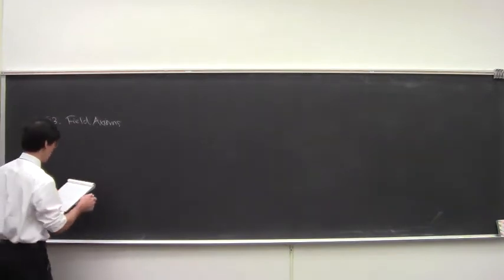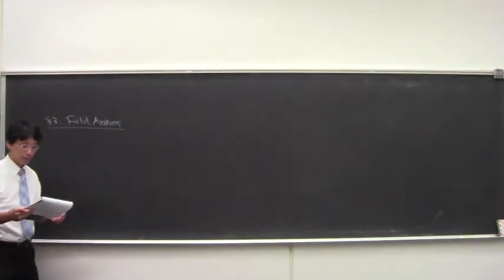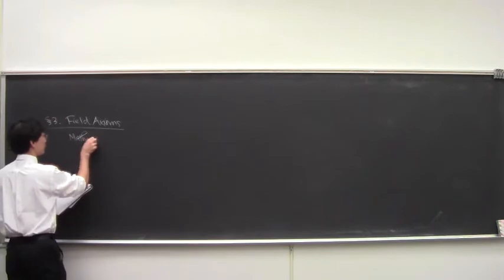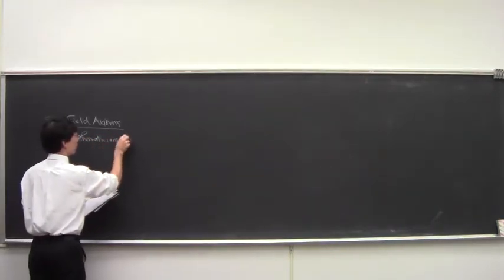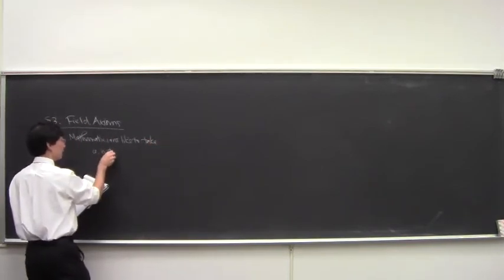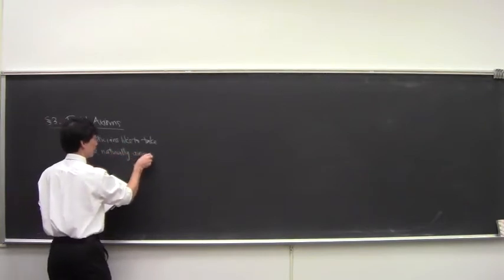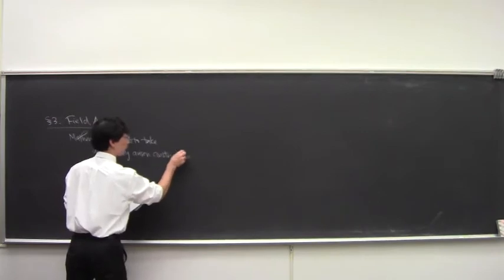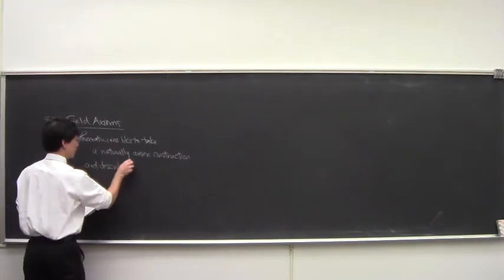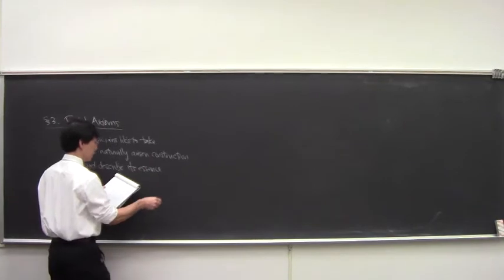Let's just go on to section 3 then. Field axioms. Okay. So this is basically some sort of, let me say it this way, mathematicians like to take a naturally arisen construction and describe its essence in a minimal way.